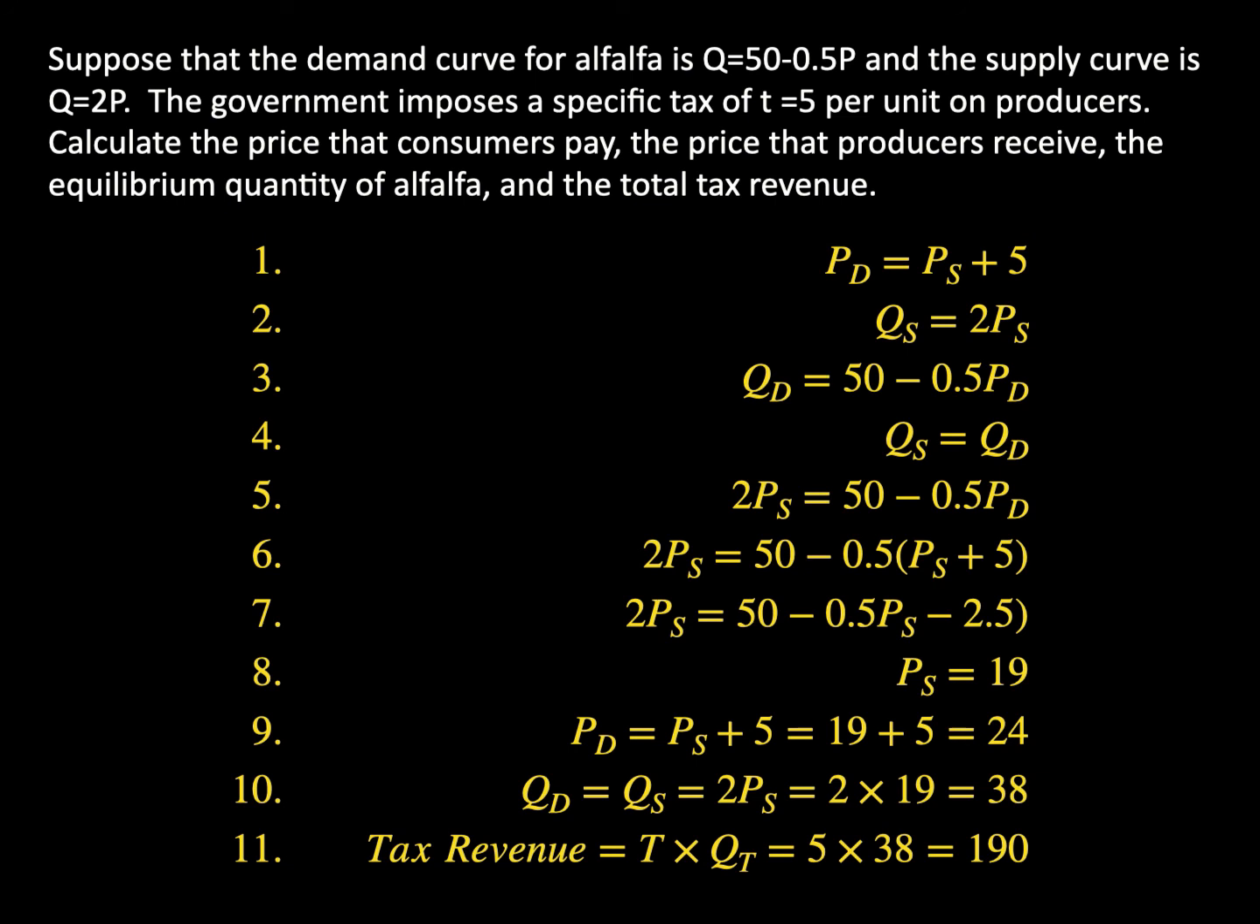So we set quantity supplied equal to quantity demanded, and in equation 6, we substitute the tax wedge for PD. Solving for PS, we find that producers will receive $19. This implies that consumers will pay $24. The quantity supplied and quantity demanded is 38. Since 38 units are taxed at $5 each, the total tax revenue is $190.